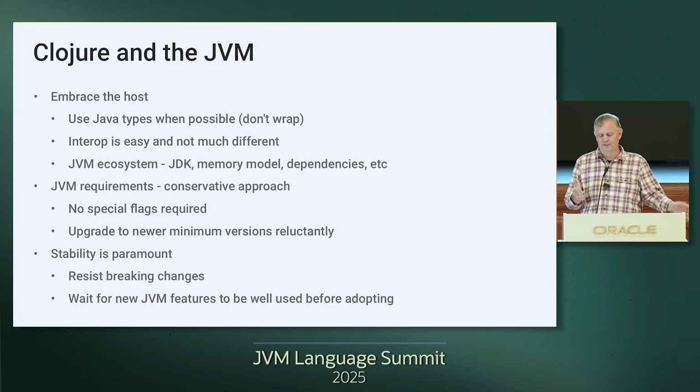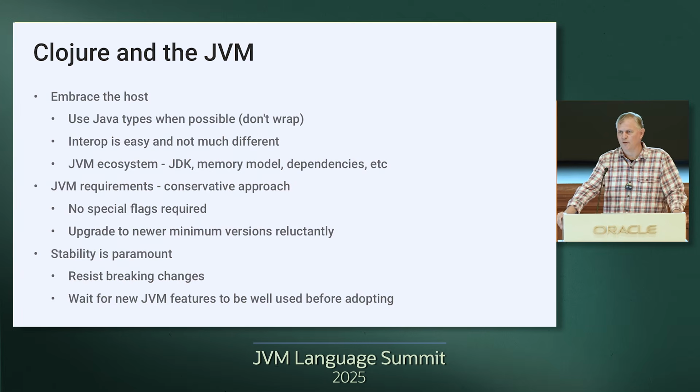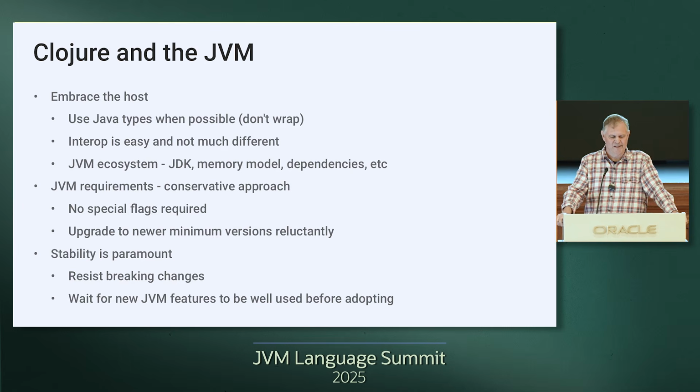You don't have to specify any special JVM flags. We currently are based on Java 8. That will probably change to Java 17 in the next version. But we've been supporting old versions and trying to not force our users to upgrade unless they need to. For us, stability is paramount, and I think Java and the JVM share that goal. It's why doing this work of making new language features is hard, right? To think about how to evolve the language in a way that doesn't break your existing users.